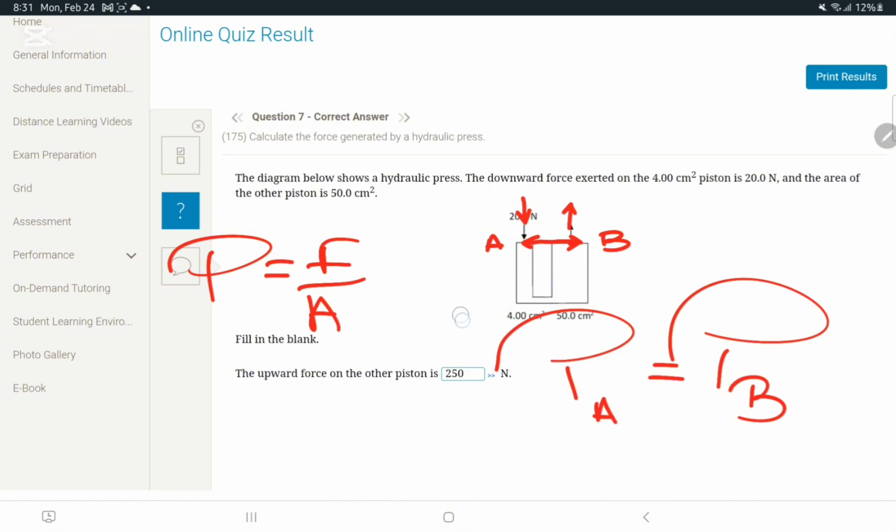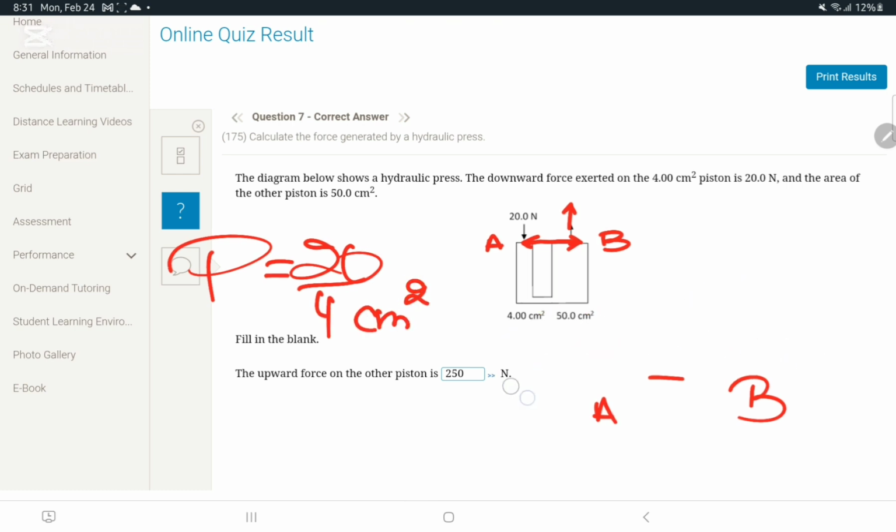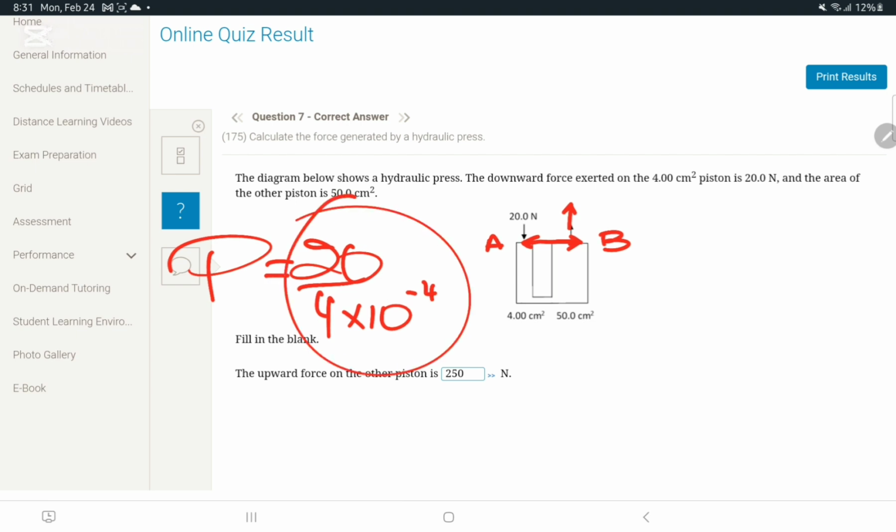Let's do this one. What's the force? They gave us 20. And the area is 4 centimeters squared. We want it in meters squared, so we do 4 times 10 to the negative 4. Plug this into the calculator and you will get 50,000 pascals.